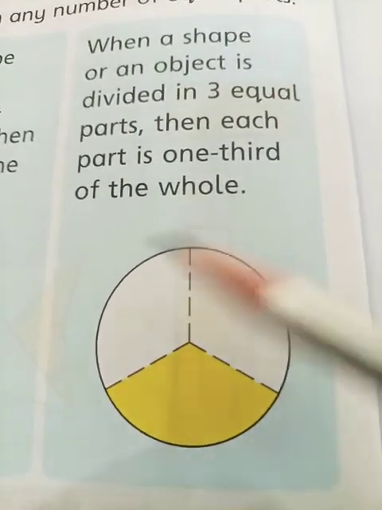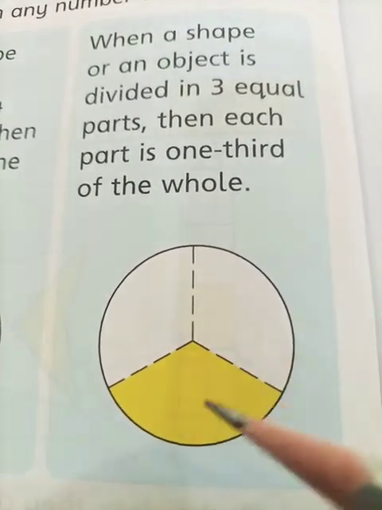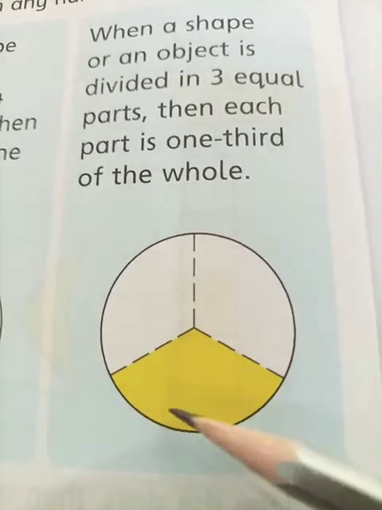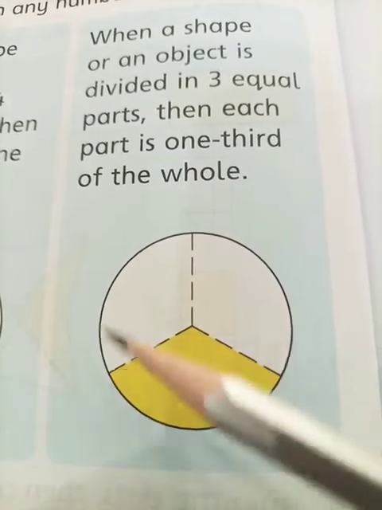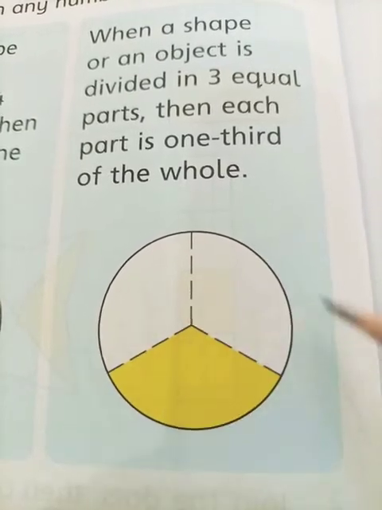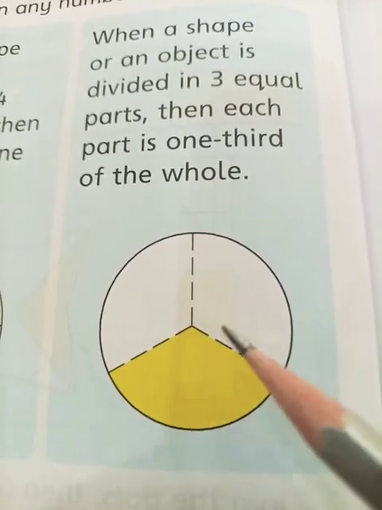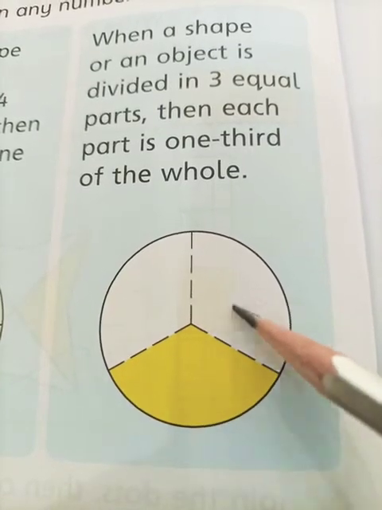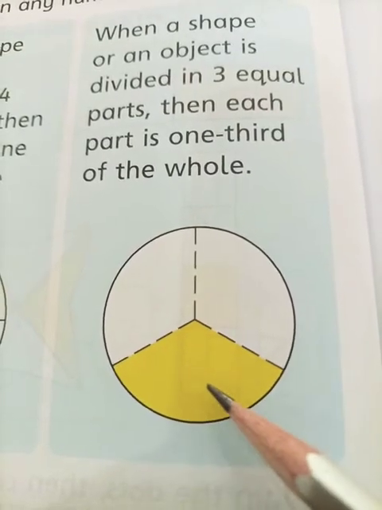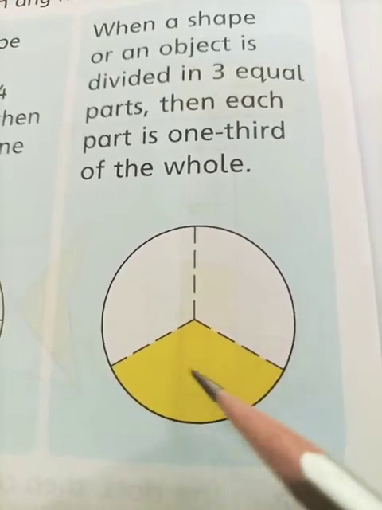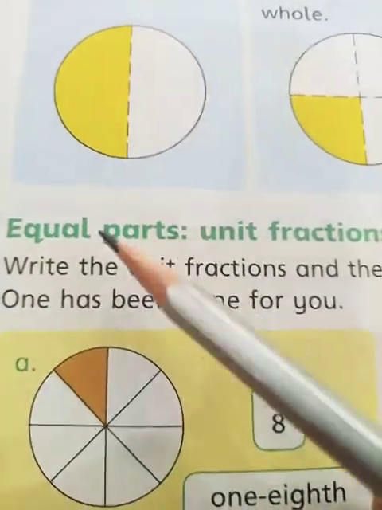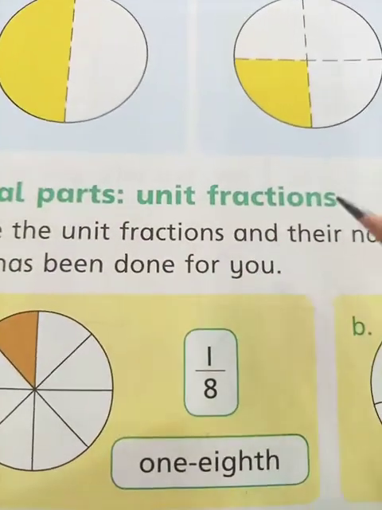Now look at this, students. This circle is divided into three equal parts. Each part is equal to the other, and this one part is 1/3 of the whole. If I ask you what part of this circle is colored, you are going to count the parts first, that are 1, 2 and 3. Out of three parts, only one part is colored, which means that 1/3 is colored.